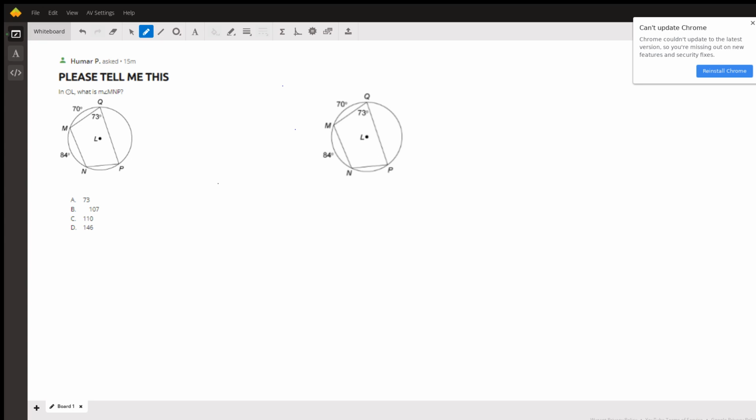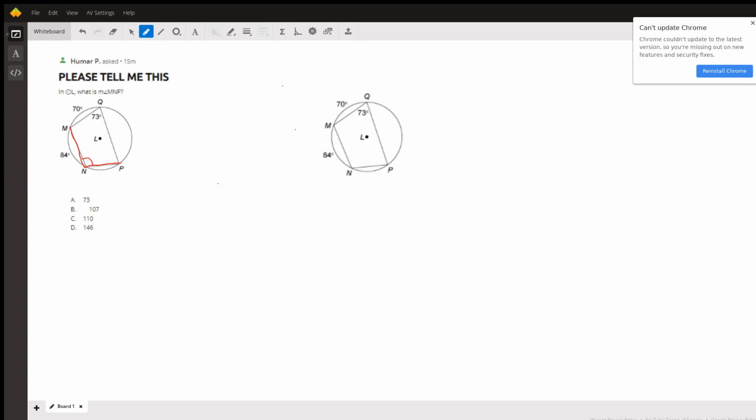Well, no, the real question is, in circle L, what is the measure of angle MNP? The first thing we need to do here is identify that angle MNP. So we know where we need to look first. So that's the angle.